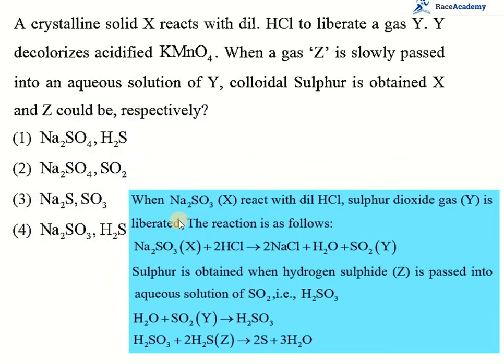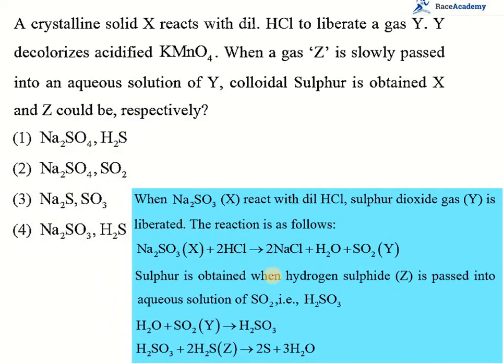So in this, if you check it with sodium sulfite, that gives sulfur dioxide, and that decolorizes acidified KMnO4. Sulfur can again be obtained by passing hydrogen sulfide into the aqueous solution of SO2, which gives HSO3. Upon seeing all these observations, you know that sodium sulfite and H2S are the pair. Sodium sulfite is X and Z is H2S gas. So here colloidal sulfur is obtained, that is Y.